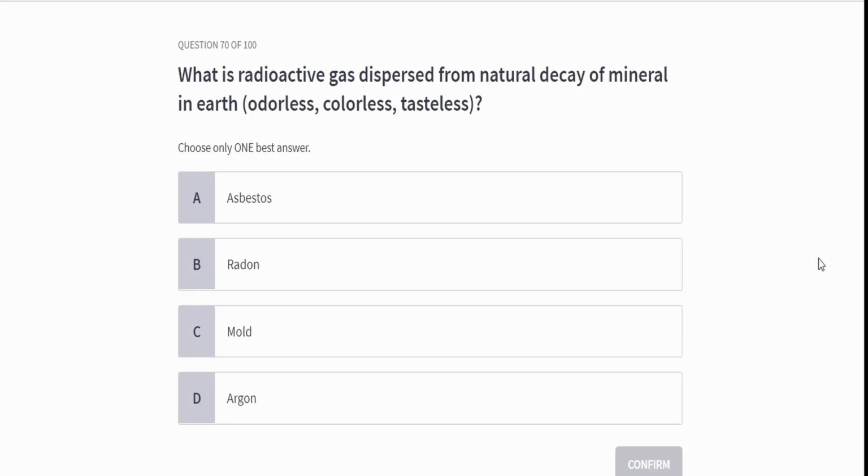Question 70. What is radioactive gas dispersed from natural decay of mineral and earth? Odorless, colorless, and tasteless. And there's 4 options. A, asbestos, B, radon, C, mold, or D, argon. So go ahead and think this one over, starting now.